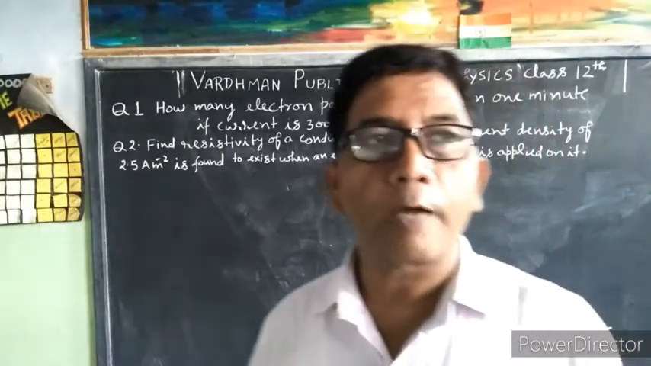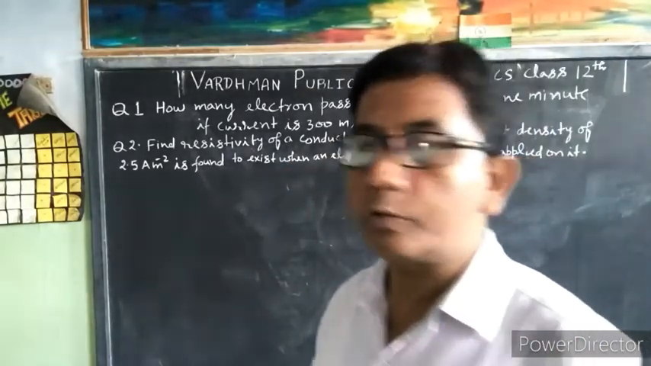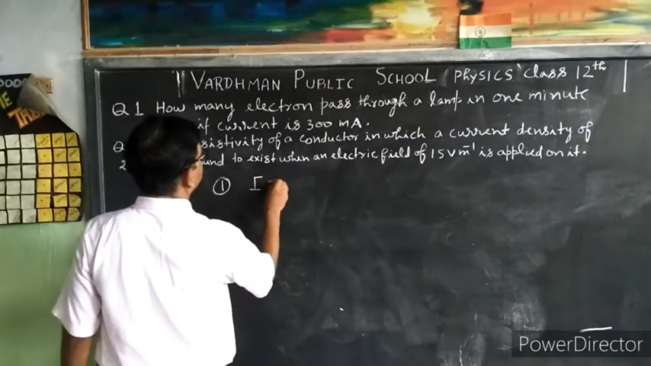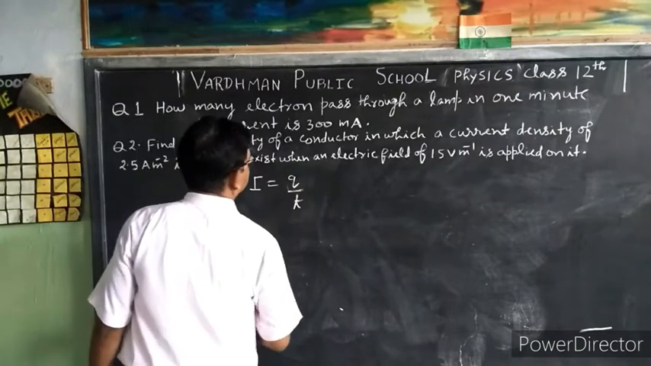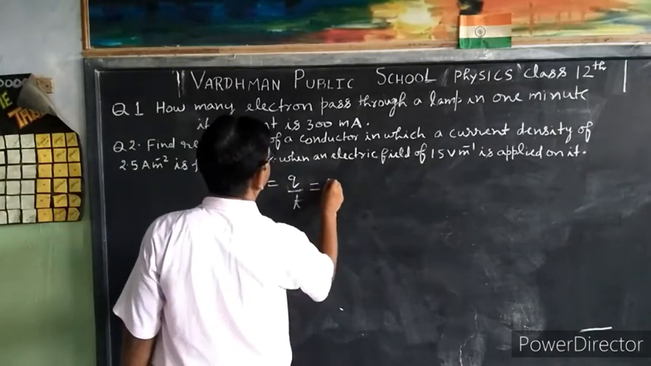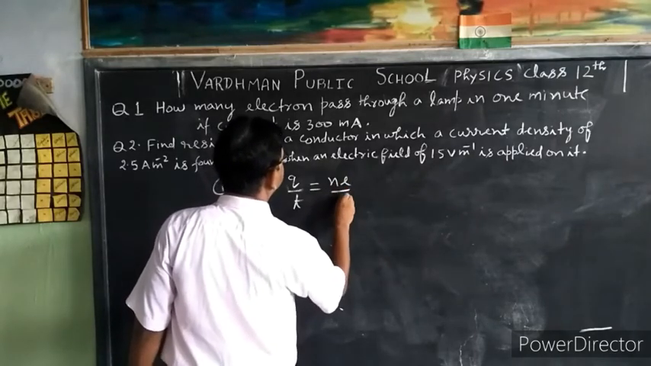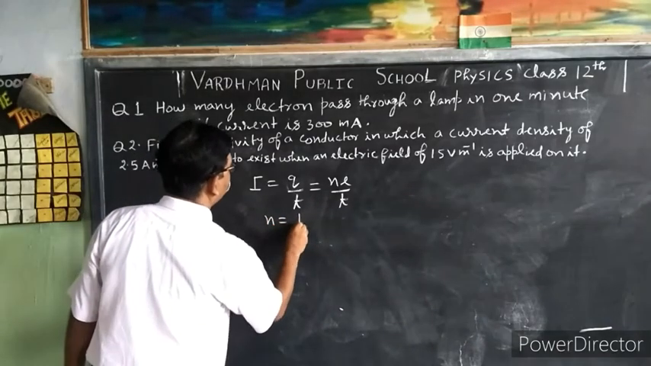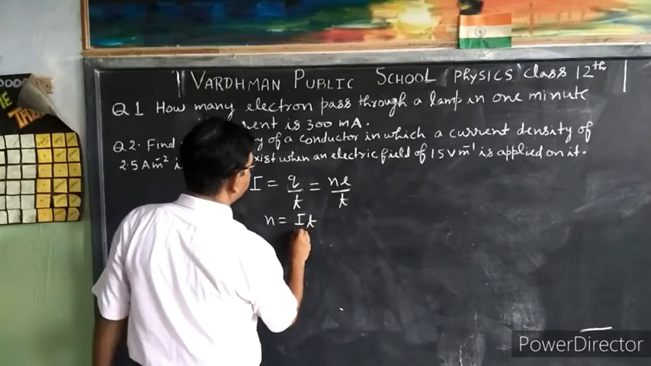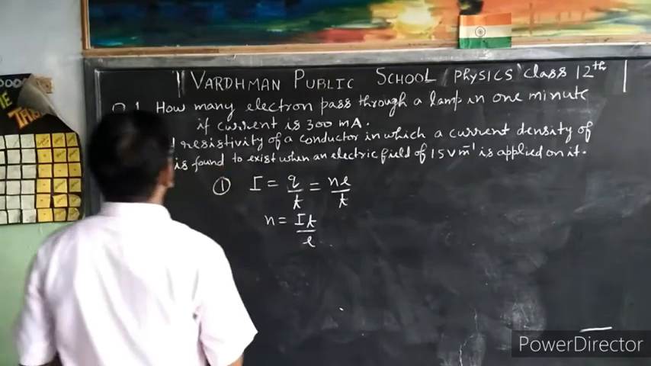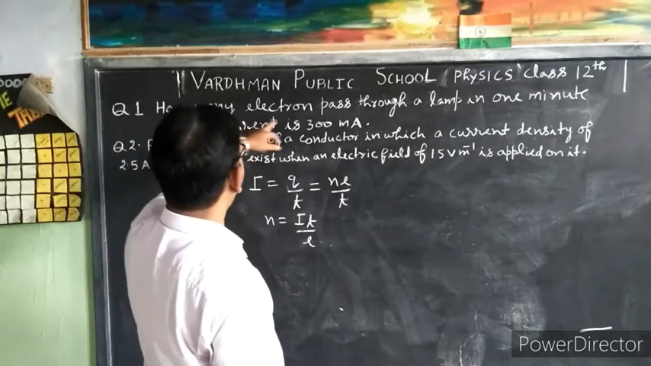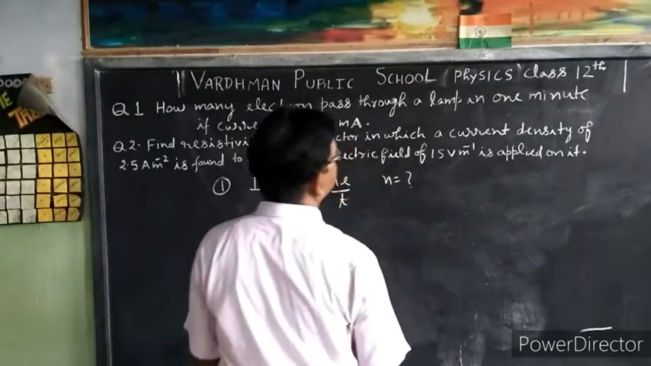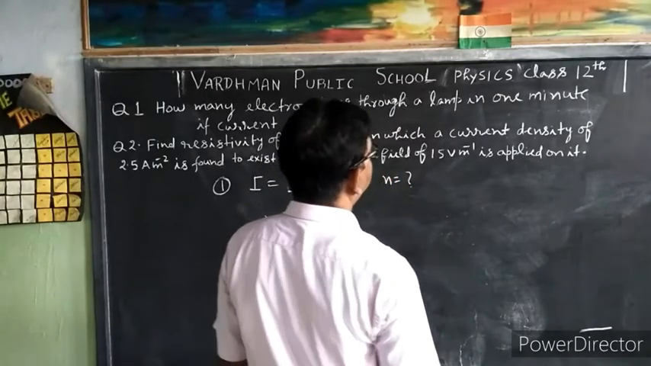Do you know the formula of electric current? Yes, I is equal to Q upon T. Then we know that Q is equal to N E, so N is equal to I T upon E. Now, we have to find the value of N, the number of electrons passing through the lamp in 1 minute.